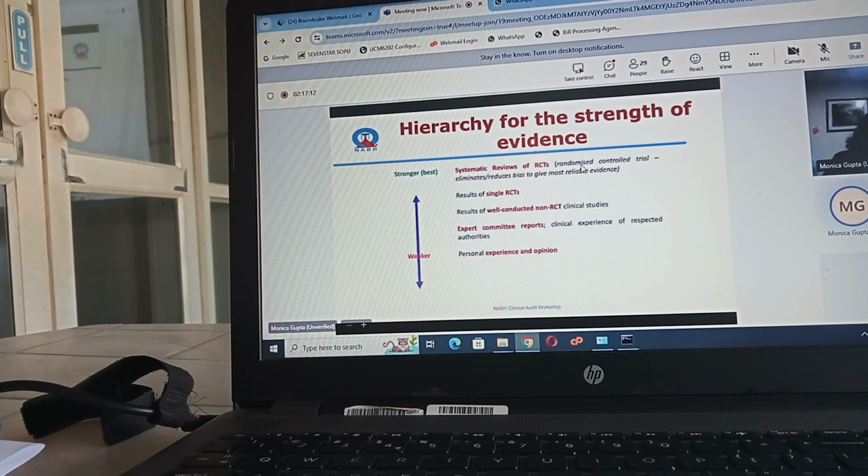Facilities, the same randomized control trials, results of well-conducted non-RCT clinical studies, expert committee reports, personal experience and opinion. But the best ones are systematic reviews, then comes the results of randomized control trials, well-conducted non-RCT clinical studies, that means you get to look at evidence from journals which verify their indexing information.